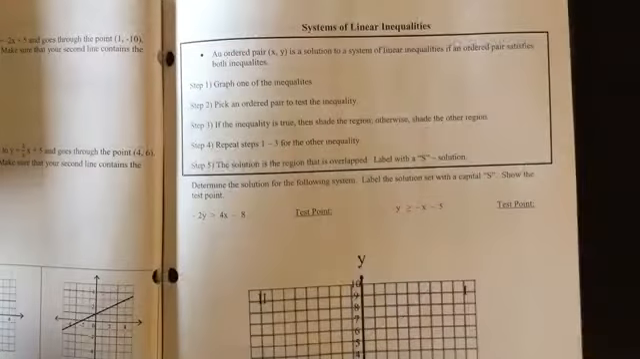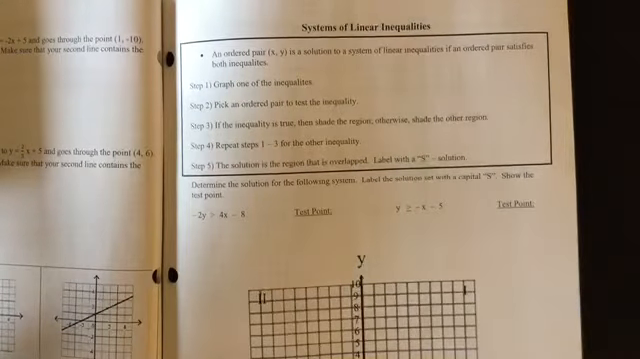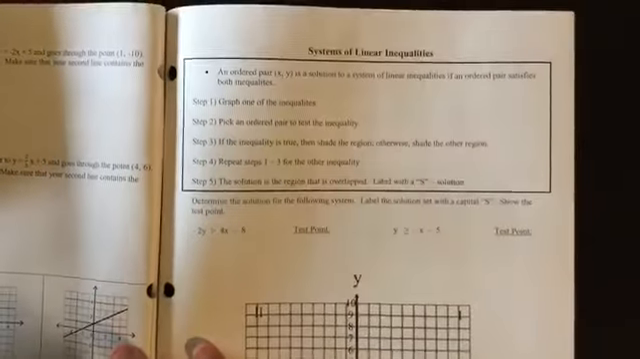Here on page 39, we're going to graph our system of linear inequalities, where our first step is to make sure our inequalities are in slope-intercept form, and then we are going to graph one, do our test point for our shading, graph the other one, do our test point for our shading, and then identify the solution set. So let's get started here.